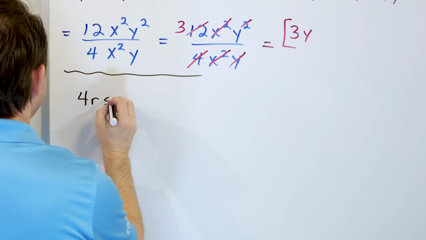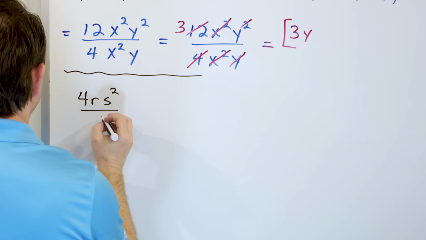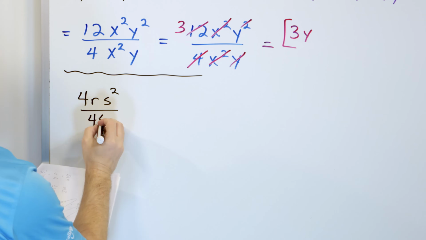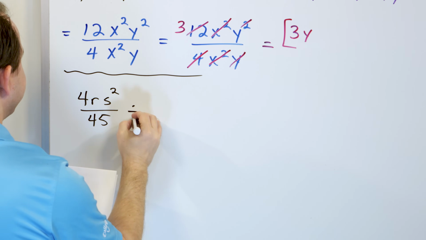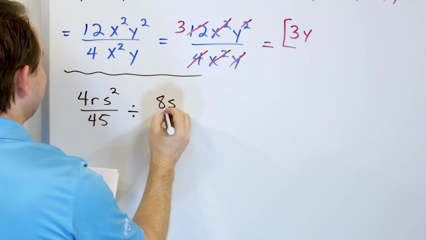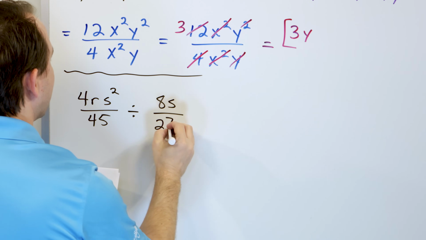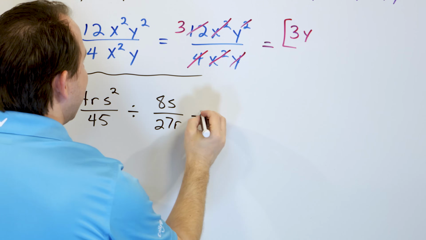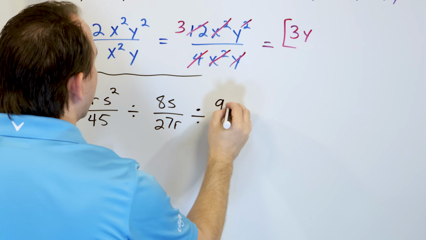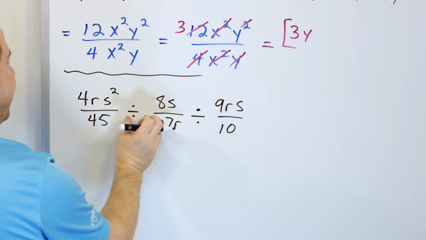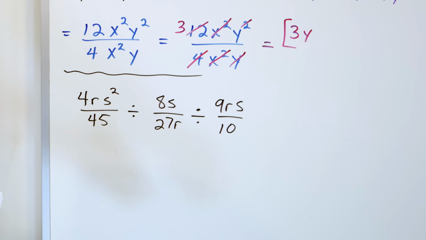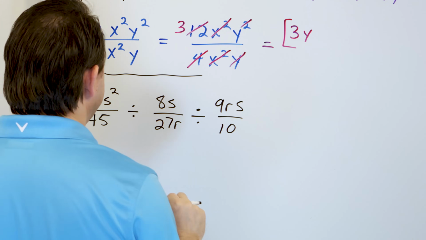4 times r times s squared divided by 45. Okay, that's a rational expression. We're going to divide that by another rational expression, 8s over 27r. And we'll then divide that by 9rs over 10. So my advice is anytime you have divisions, first change them to multiplications, flip everything over, and then figure out after you have it all in terms of multiplication what to do next.